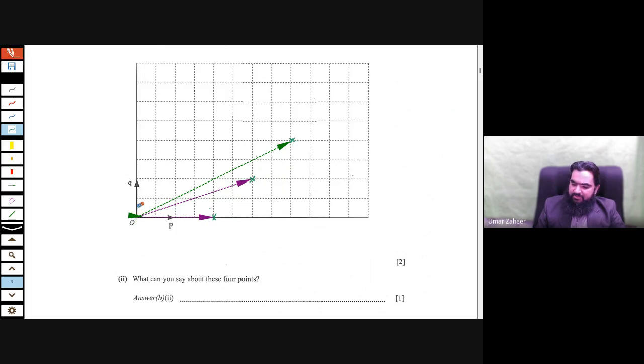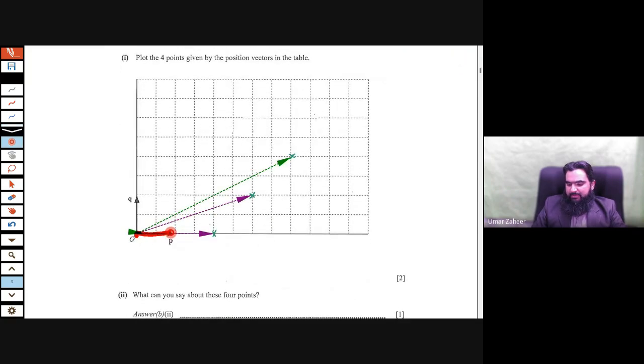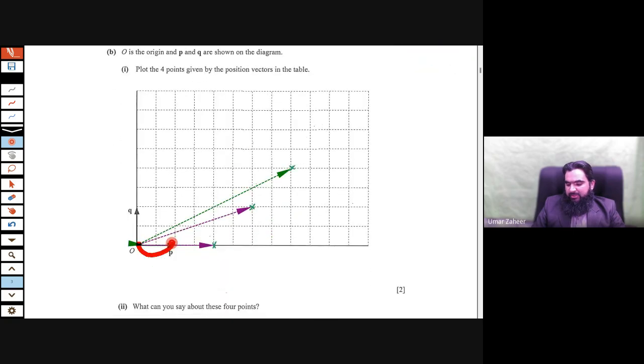Yes, Simon, is it clear? How am I going to draw it? He says that it is 2p. We have the p vector, just multiply by 2. You have 2 blocks, now it will be 4 blocks. Here you have 3p plus q. So we have 1p, 2p, and 3p and 1q. So it is going to reach here. Yes, everyone, any question? No, sir.